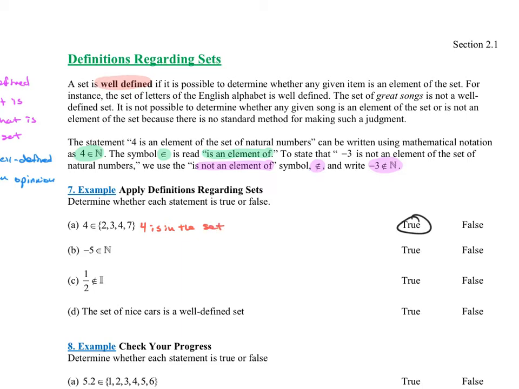Okay? How about the next one? I'm going to read this sentence to you. You tell me if I'm lying or not. -5 is an element of the natural numbers. -5 is a natural number. Is that a true statement or not? Well, that's a false statement. Why is that a false statement? It's a false statement because -5 is not a natural number.